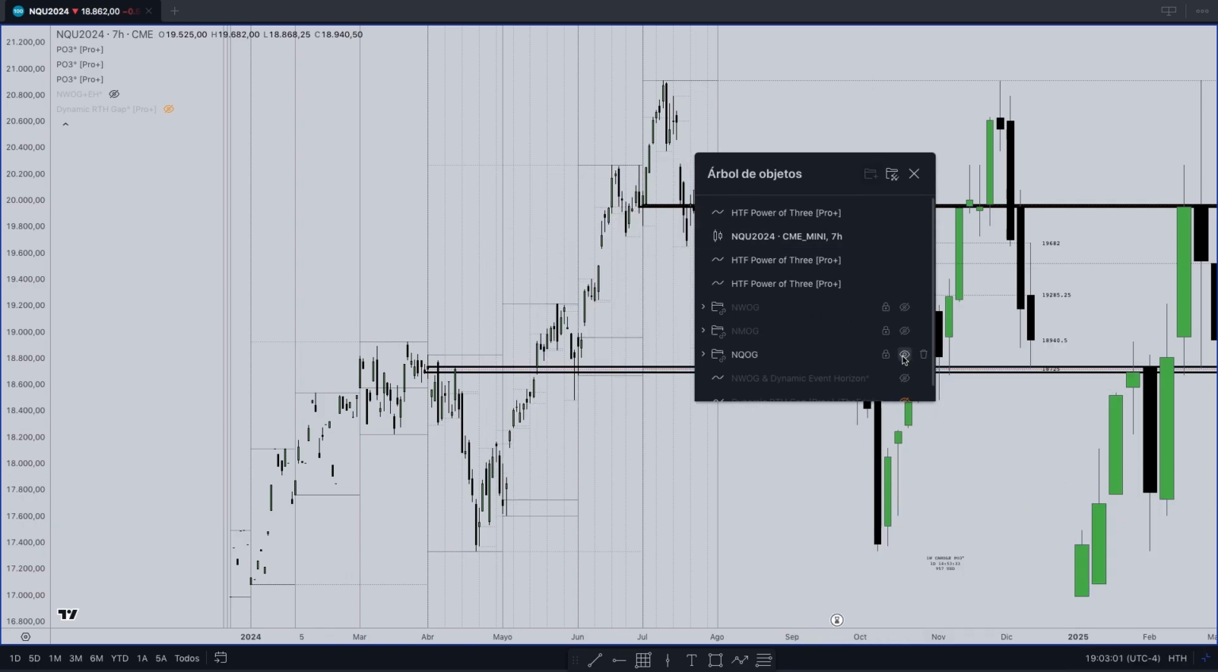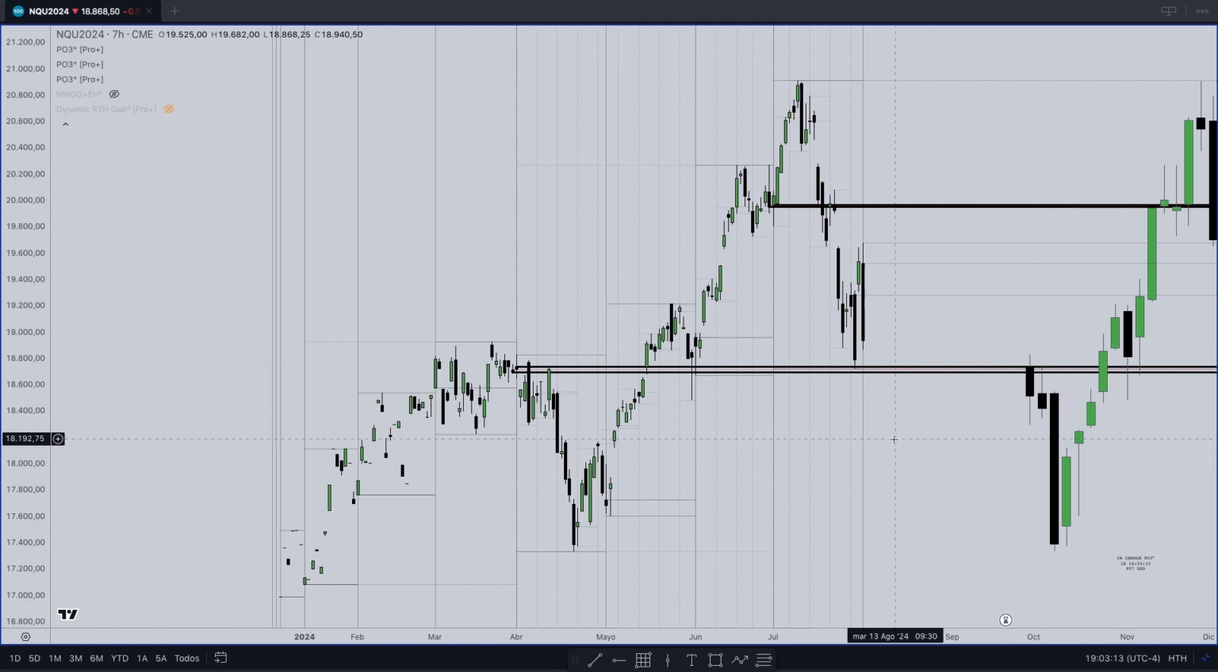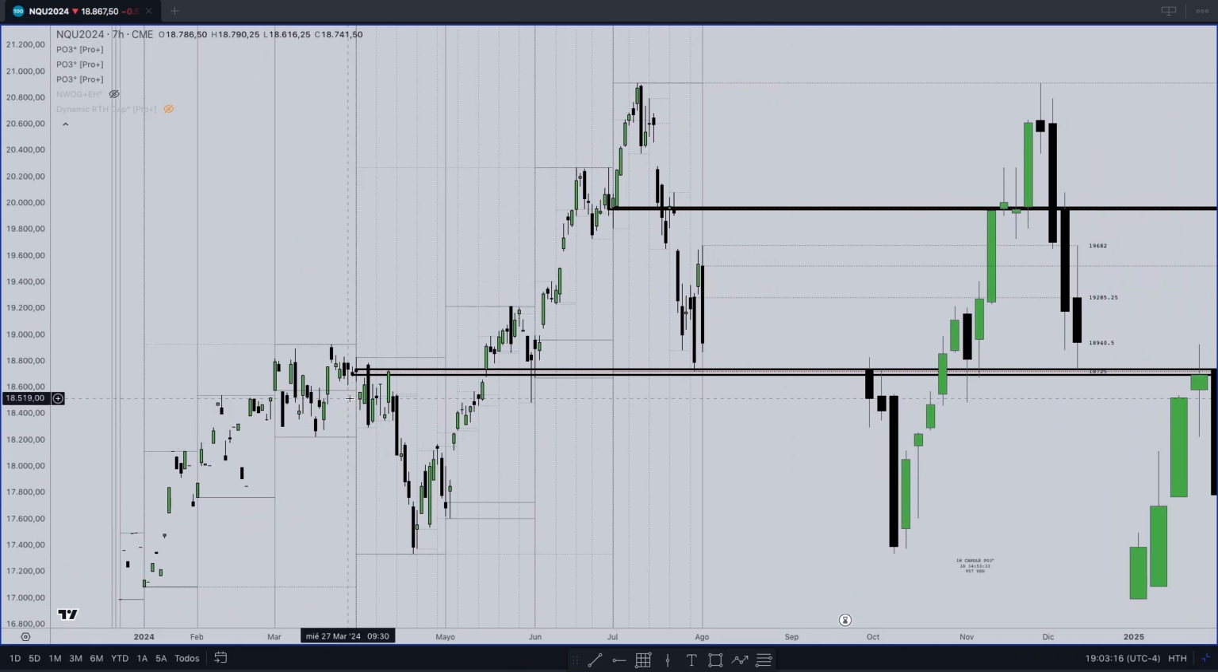So I have here on my chart the new NQOG. This is the new quarterly opening gap. This is the NQOG. This is how I have it here. So okay, this is basically April open, the gap that was formed during the transition of the monthly candle, but this is the quarterly opening. And we have here Q3 begins on July.